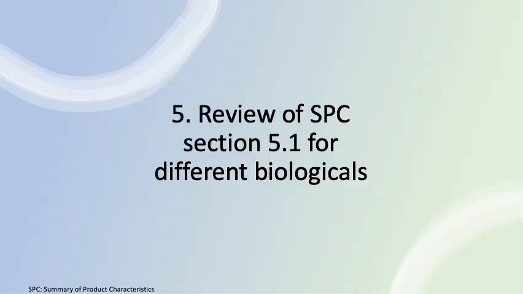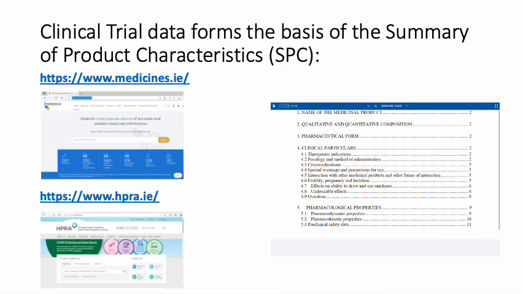From a practical point of view, you can look at the clinical trial information system to find information about clinical trials, or you can also look at section 5.1 of any medicine license or summary of characteristics to see this type of information. So for example, you can see the summary of characteristics for different medicines on medicines.ie, which is the website of the Irish Pharmaceutical Healthcare Association, or on the HPRA website. The HPRA are the competent authority for regulation of medicines in Ireland.